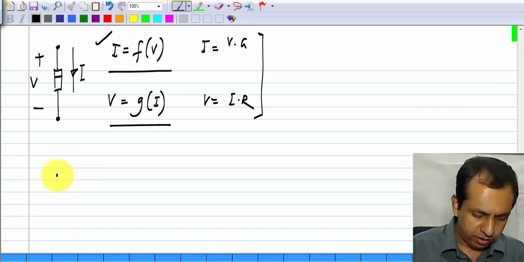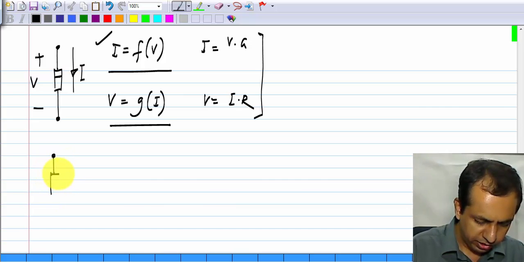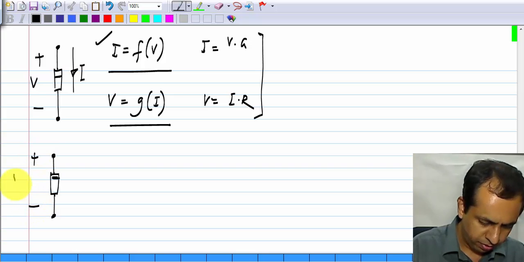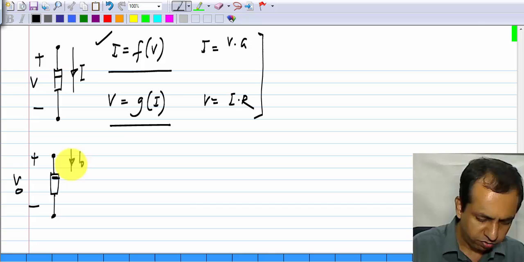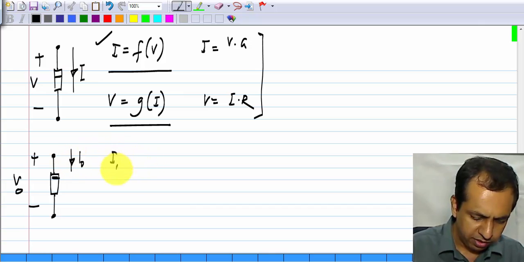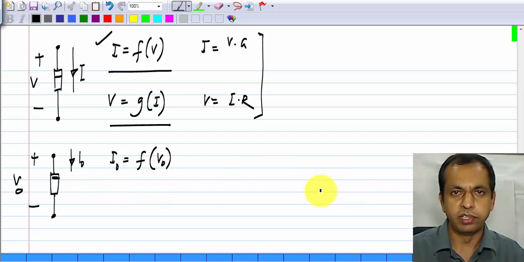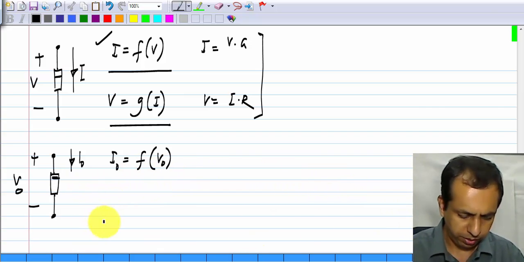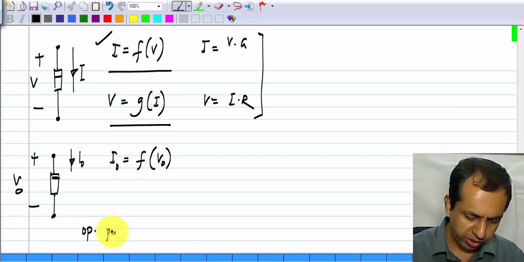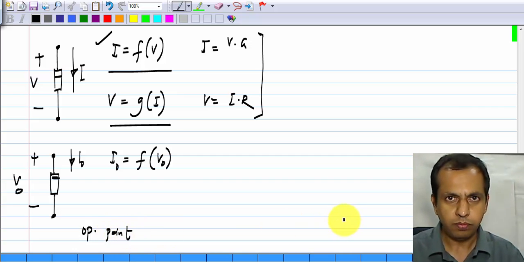Now, let us say the nonlinear element is in some operating point condition. We have V0 and a current I0 flowing through it. Obviously, I0 equals f of V0. These two quantities satisfy this equation. And let us call this the operating point.